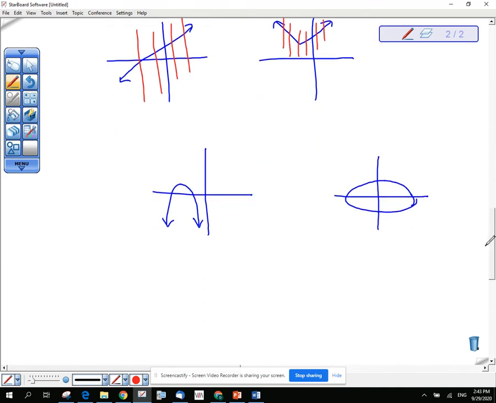No. What about a parabola? No. These are all functions. What about an ellipse, though? This one would fail the vertical line test.